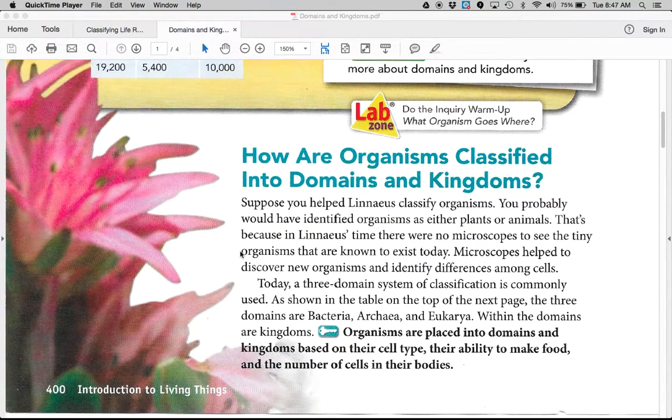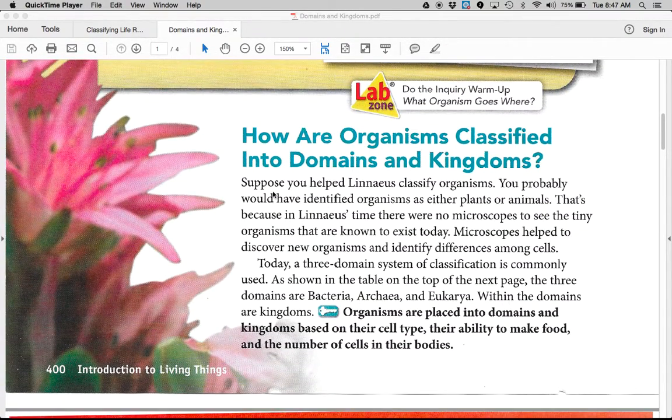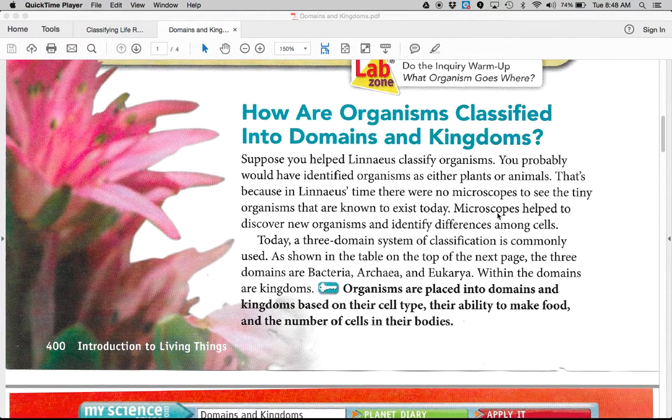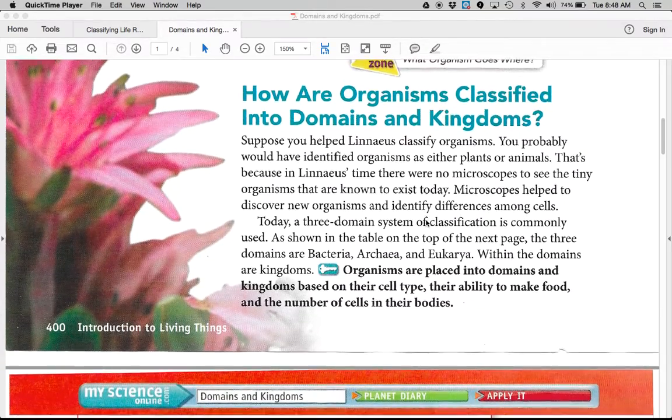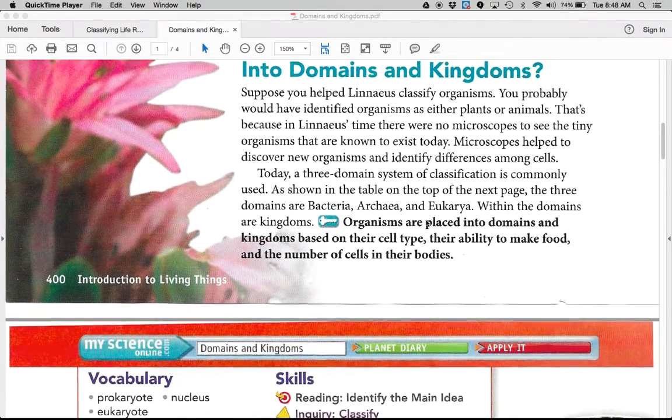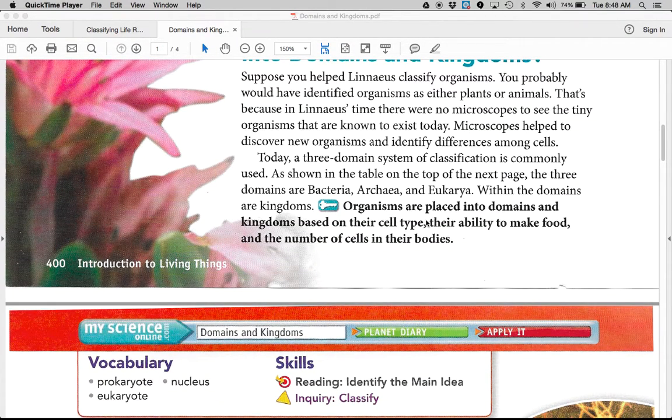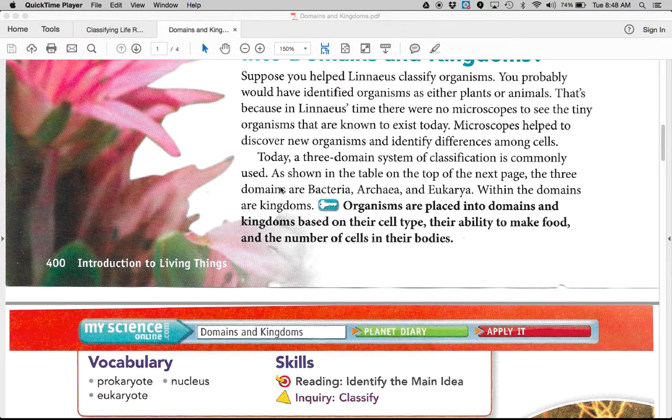How are organisms classified into domains and kingdoms? Suppose you helped Linnaeus classify organisms. You probably would have identified organisms as either plants or animals. That's because in Linnaeus's time, there were no microscopes to see the tiny organisms that are known to exist today. Microscopes help to discover new organisms and identify differences among cells. Today, a three-domain system of classification is commonly used. It is shown in the table at the top of the next page.